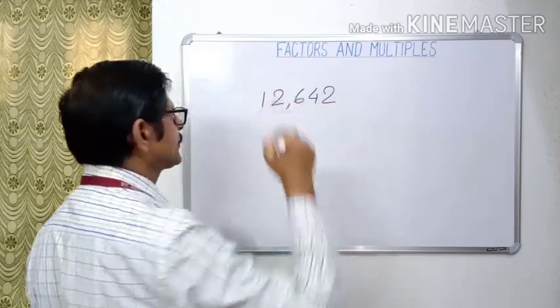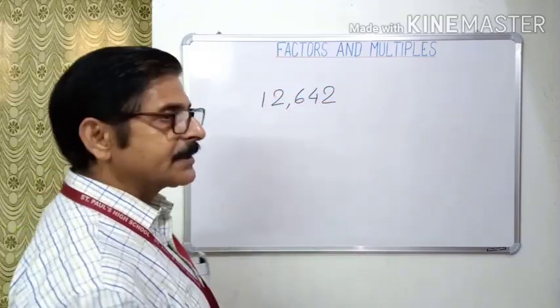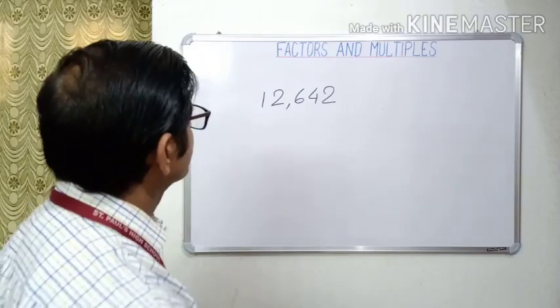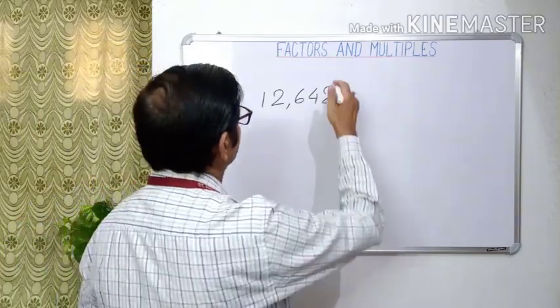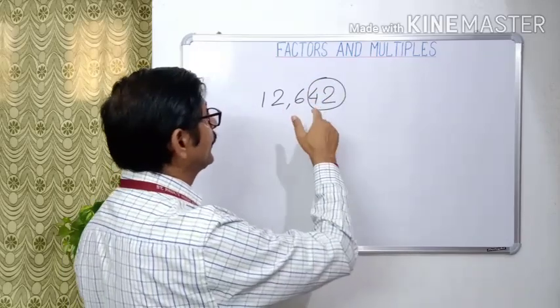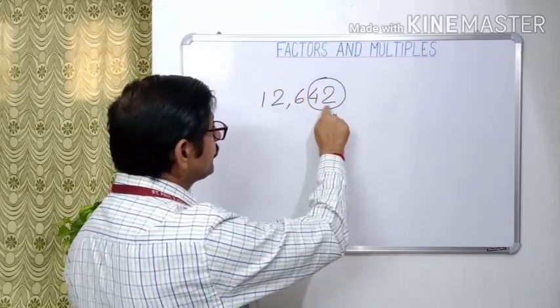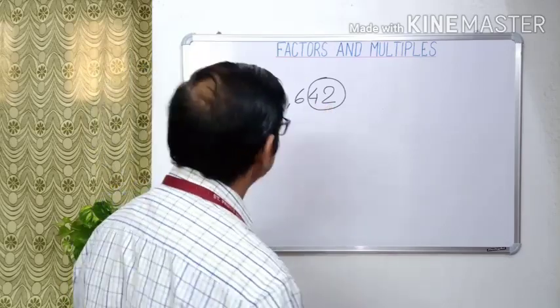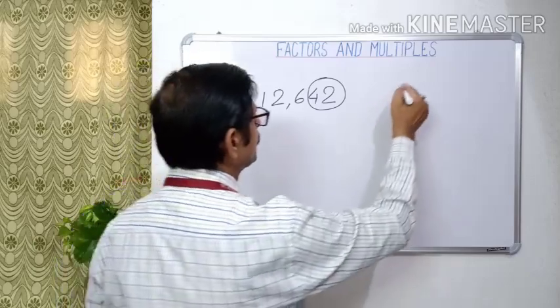Yes, here is a question for you. Is this number divisible by 4? Of course not. As for divisibility by 4, these two places need to have zeros, or this number has to be divisible by 4.